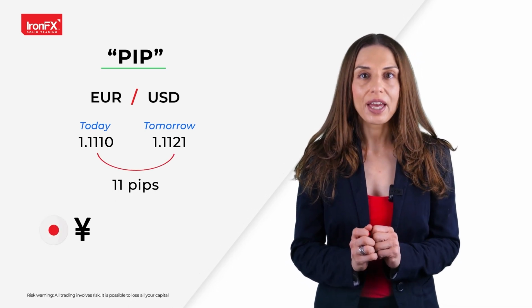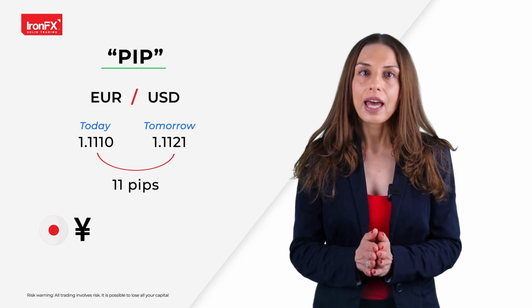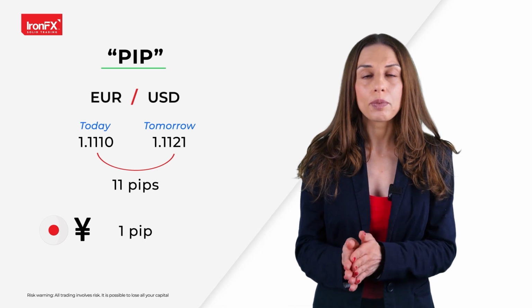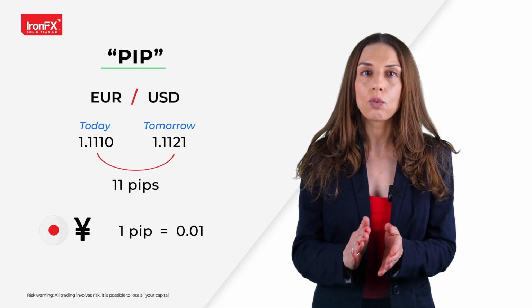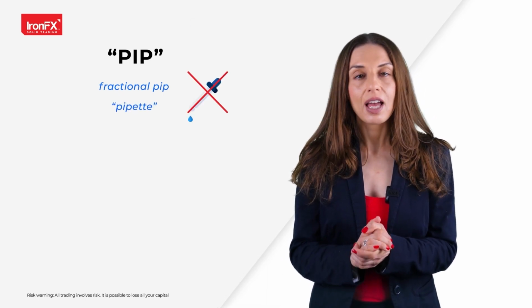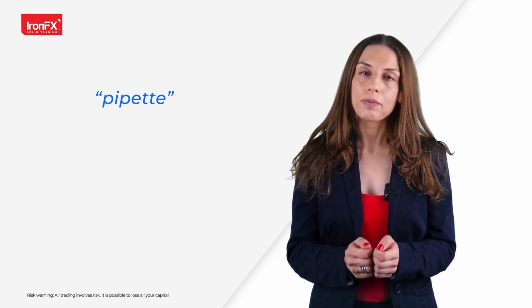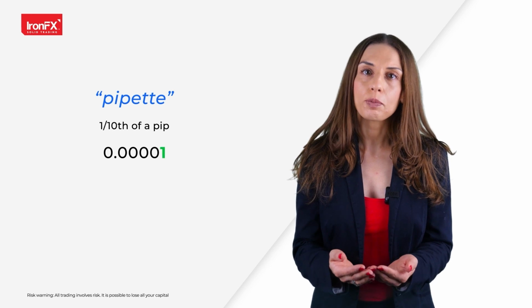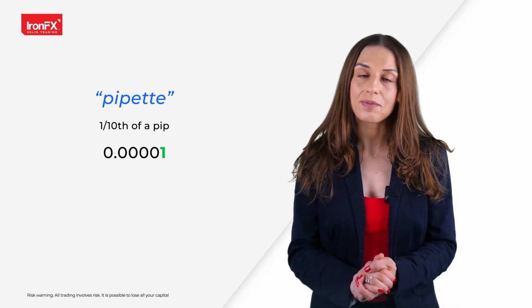Yen crosses, on the other hand, are an exception, and a pip is displayed in only 2 decimal places, hence 1 pip in these crosses equals 0.01. Also, when discussing the pip, we have to mention the fractional pip, or as some traders call it, a pipette, not to be confused with the laboratory instrument. A pipette is a fraction of a pip, actually a tenth of a pip, and is placed on the 5th decimal place to provide more accuracy when calculating profits or losses.